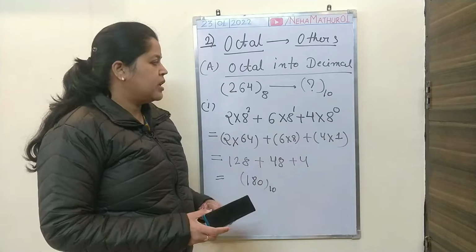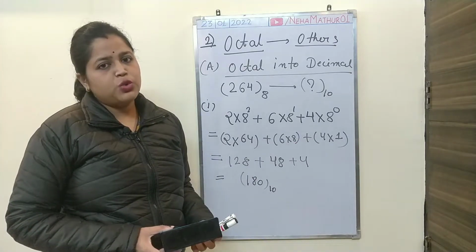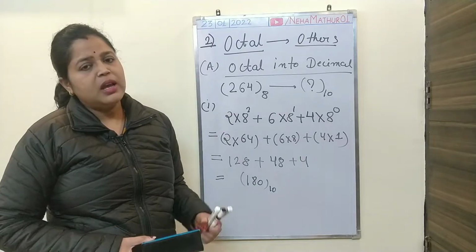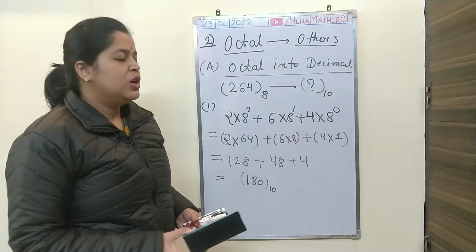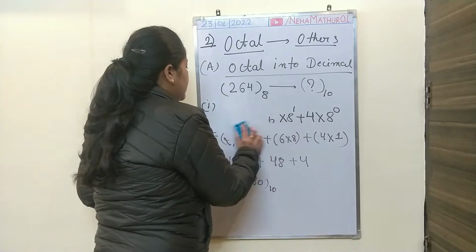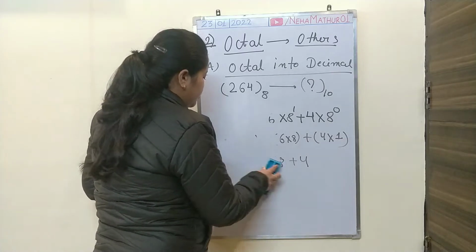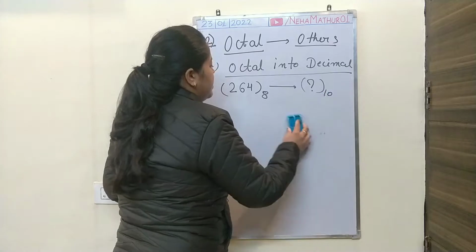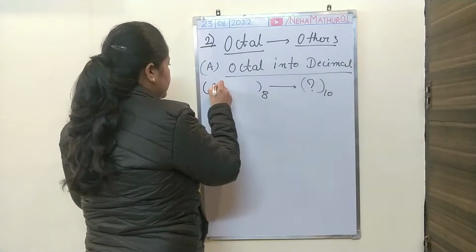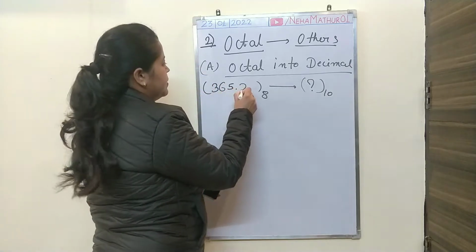So now I am taking one more example. This is going to be a mixed number in which you will have an integer as well as a fractional part, and in that case how you can convert that octal number into decimal. So I am changing the number and now the number is a mixed number. Mixed means you will have an integer as well as a fractional part in a given number, and the number is like this: 365.24.